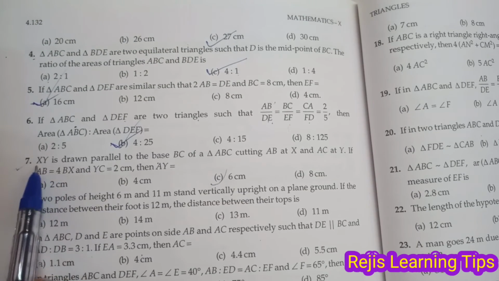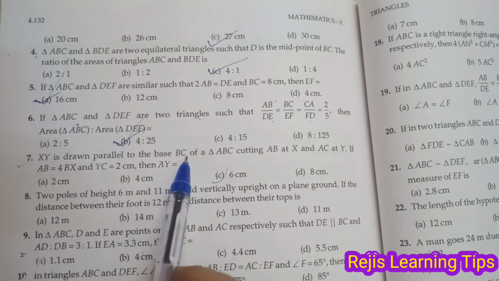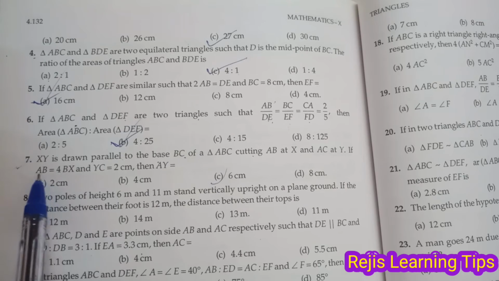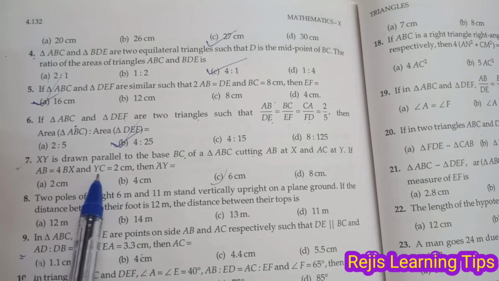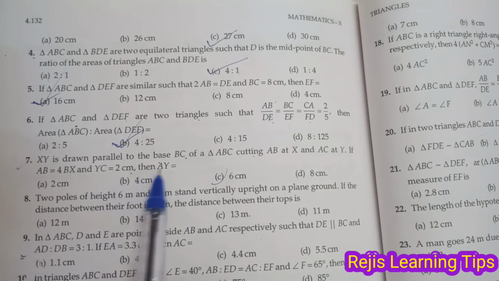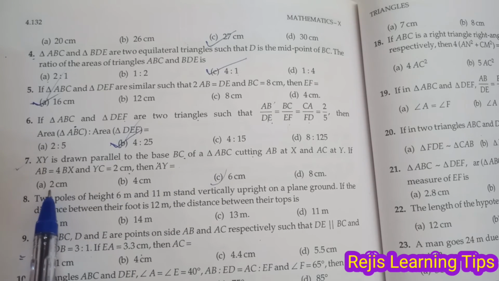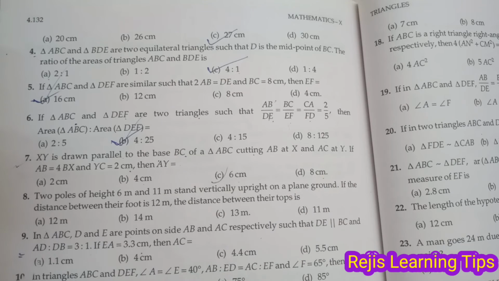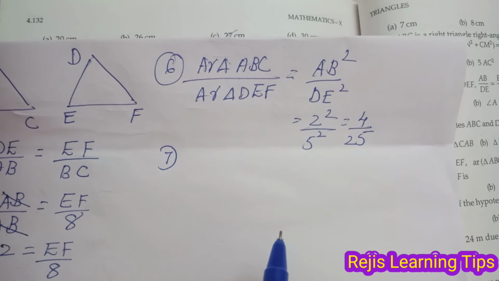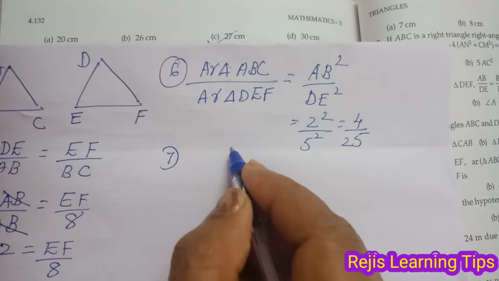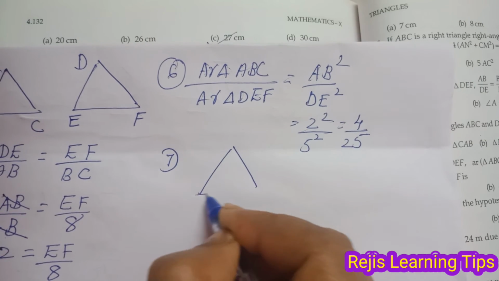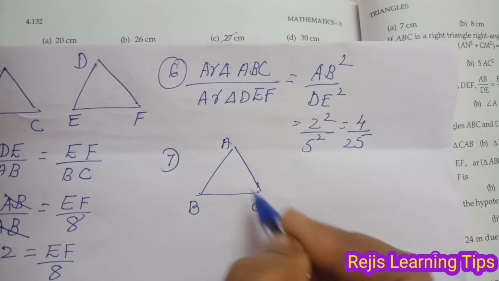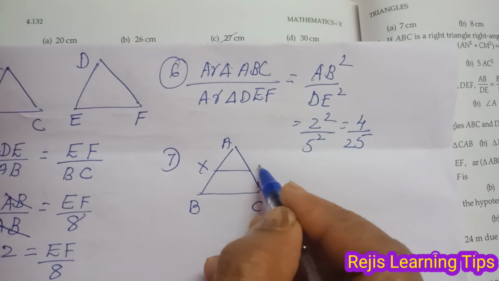Then seventh question: XY is drawn parallel to the base BC of a triangle ABC cutting AB at X and AC at Y. If AB is equal to 4BX and YC is equal to 2 cm, then AY is equal to option A 2 cm, B 4 cm, C 6 cm, D 8 cm. Okay, triangle ABC. This is XY.